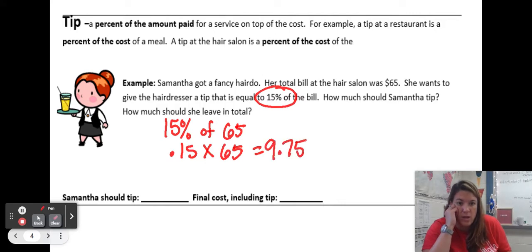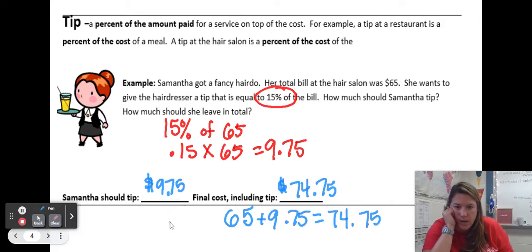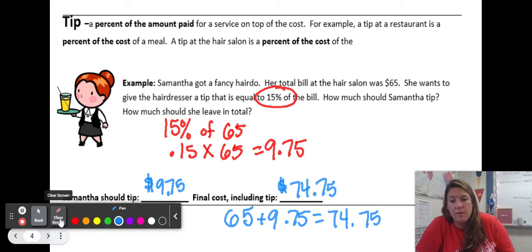So go ahead and pause here, see if you can find out how much she should tip and then what the total cost is going to be including the tip. All right, guys, how do we do? The tip should be $9.75. So we're going to add that to $65 and get $74.75, which is what she's going to pay in total. All right.